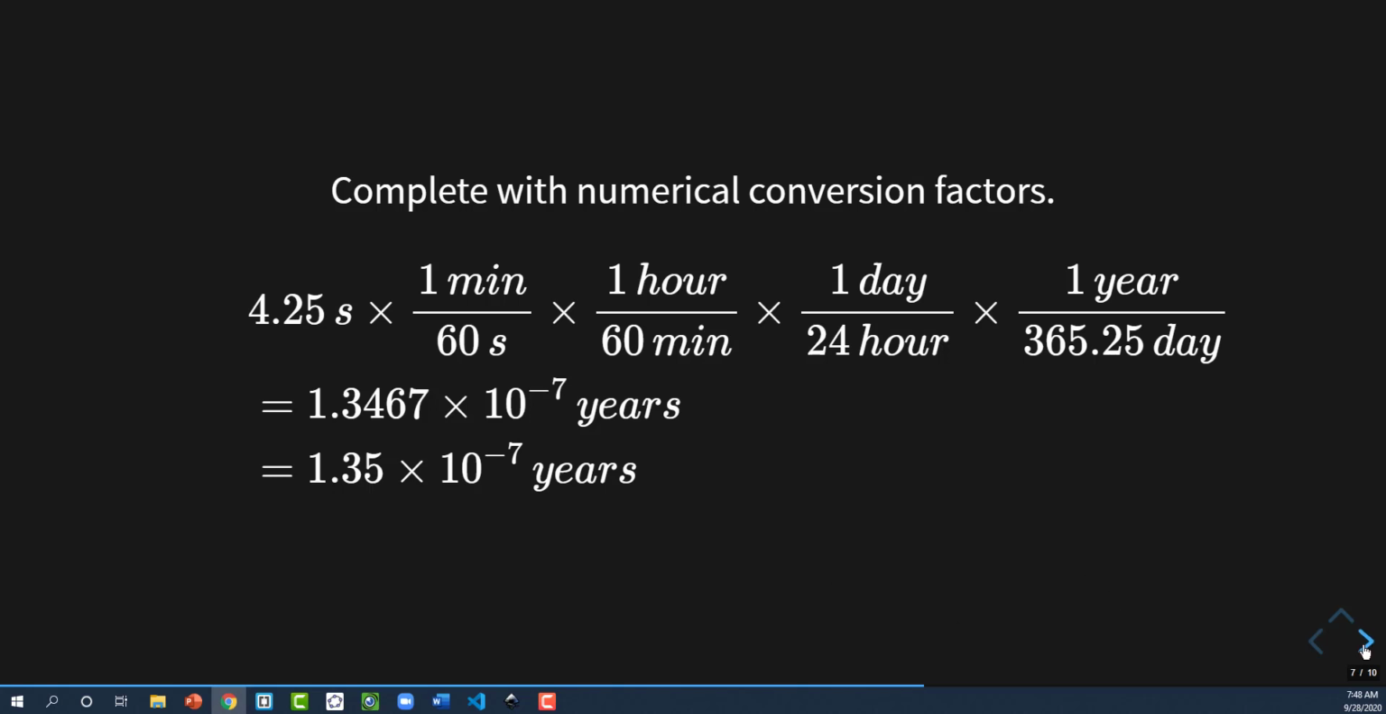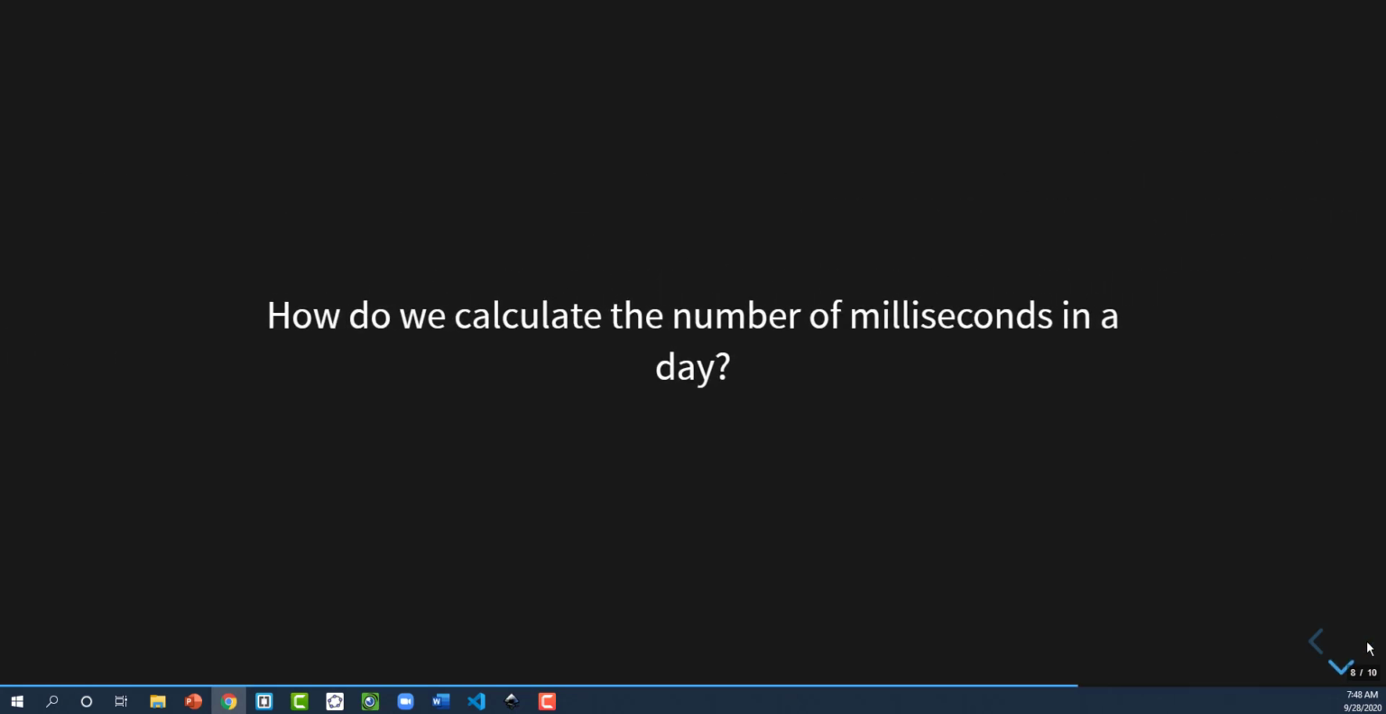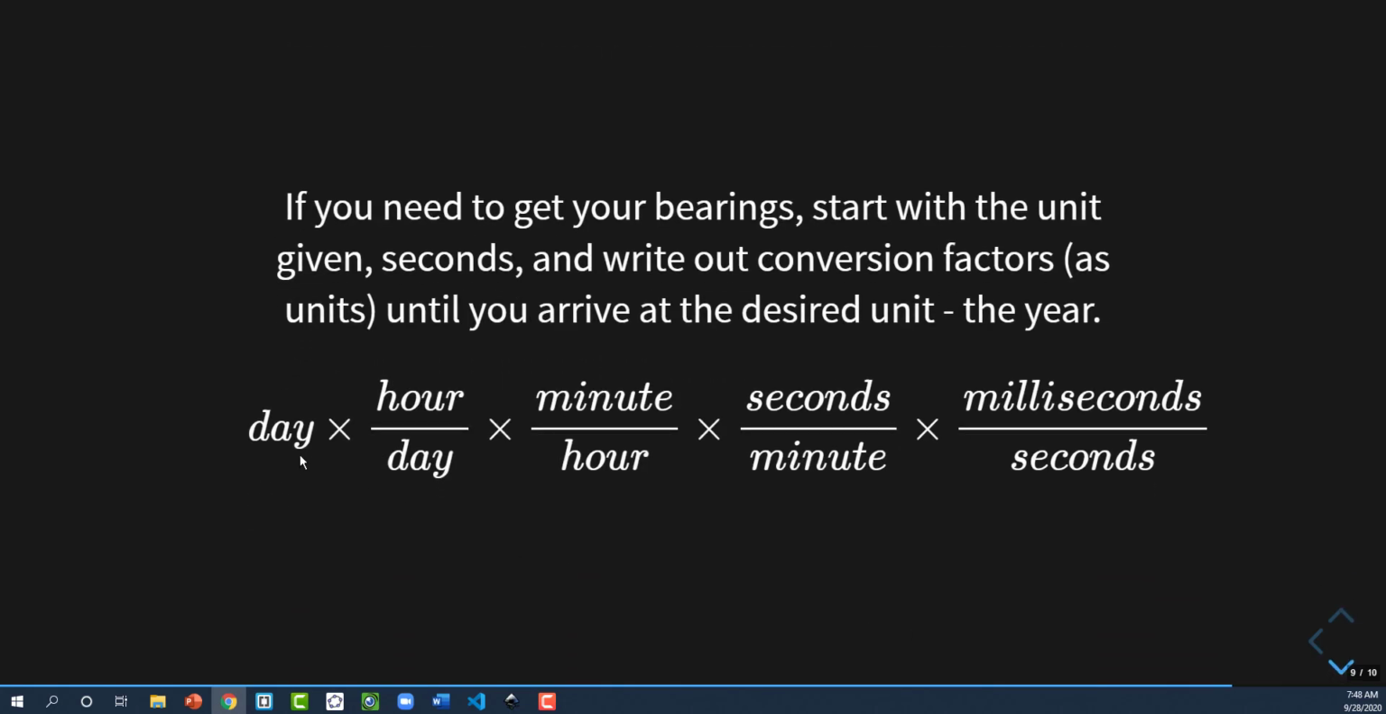The familiar time units are what we're using to gain confidence and familiarity, but now a little bit less familiar. How do we calculate the number of milliseconds in a day? Let's do it nice and slowly. Start off with what you're given. I have a day. I want to get to a smaller unit. I go to the hour. From the hour, I go to the minute. From the minute, I go to the second. Finally, from the seconds, I go to the millisecond. It's just this last ratio that would be the one that's slightly less familiar.